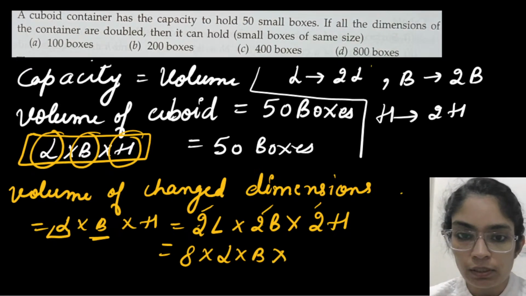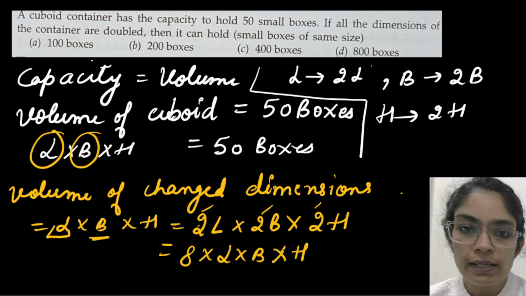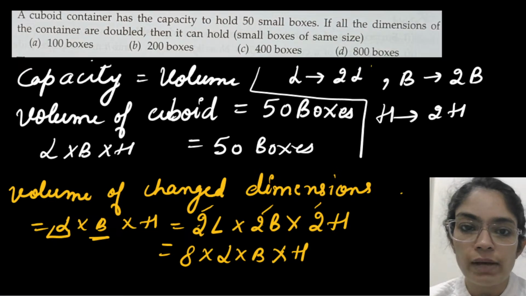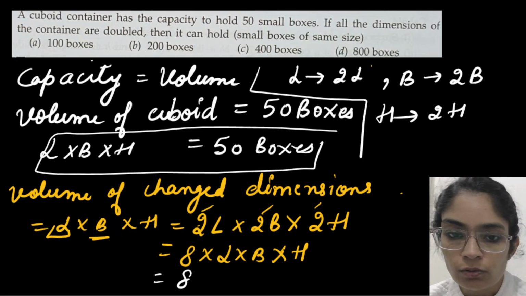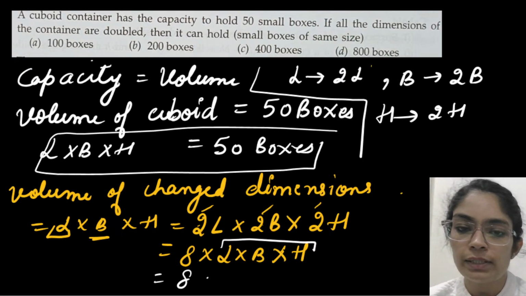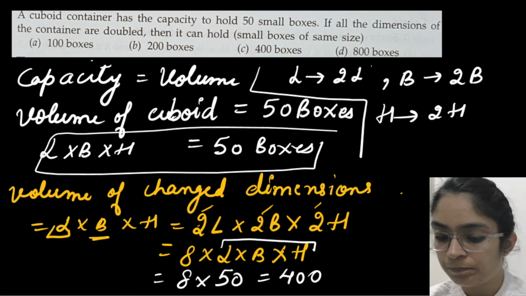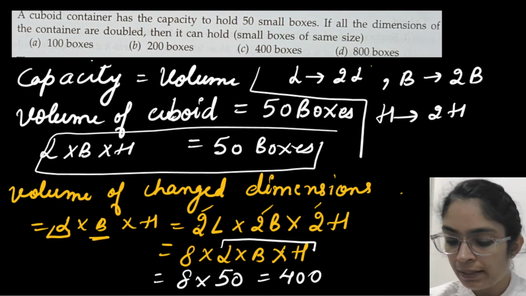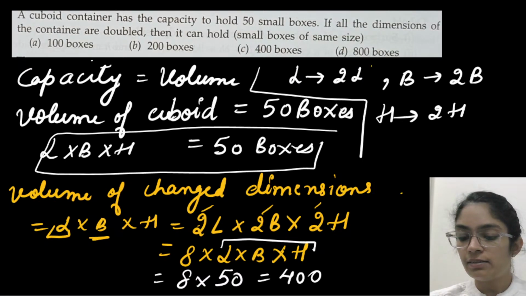Nikhil has given option C. Let's see. So 8 into L into B into H. At the starting itself I found the value of L into B into H, which is 50. I'll substitute L into B into H with 50. So 8 into 50 equals 400. So the correct answer was given by Nikhil. Good. Is this question clear? Yes, 400 is the correct answer.